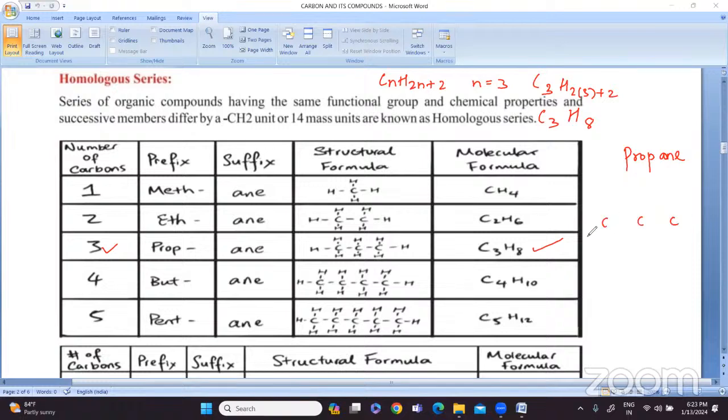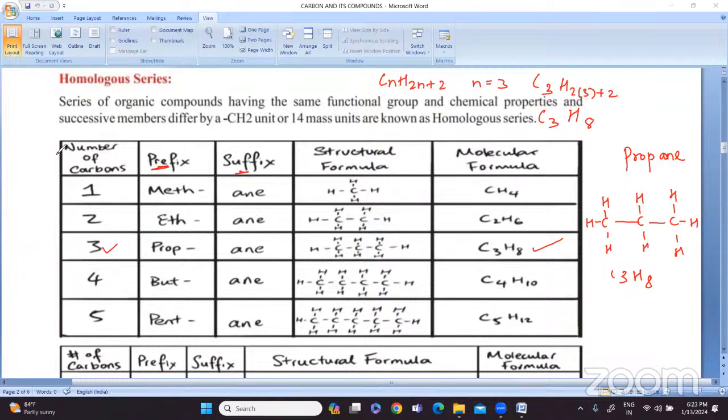Now we'll write the structure again. 3 carbon atoms, each attached to hydrogens. So this is propane. You can see 1, 2, 3, 3 carbon atoms and 1, 2, 3, 4, 5, 6, 7, 8 hydrogens, 8. Understood? So remember the meaning of what is prefix and what is suffix. You have to remember this.